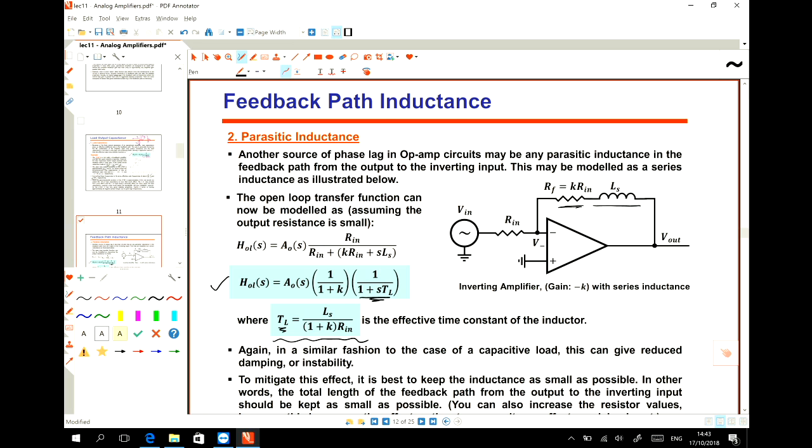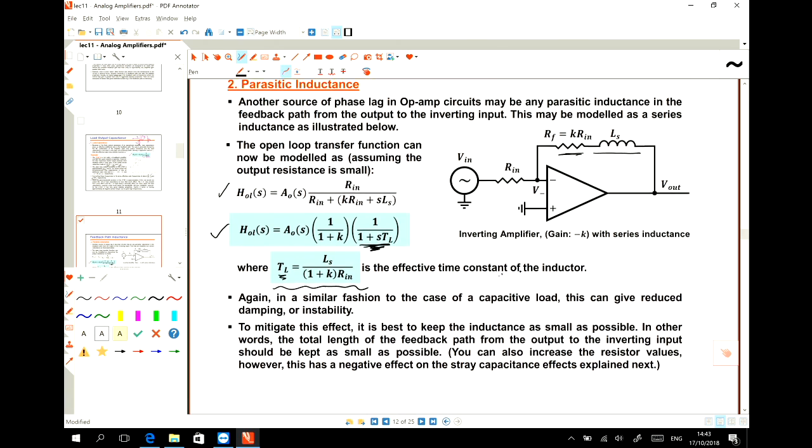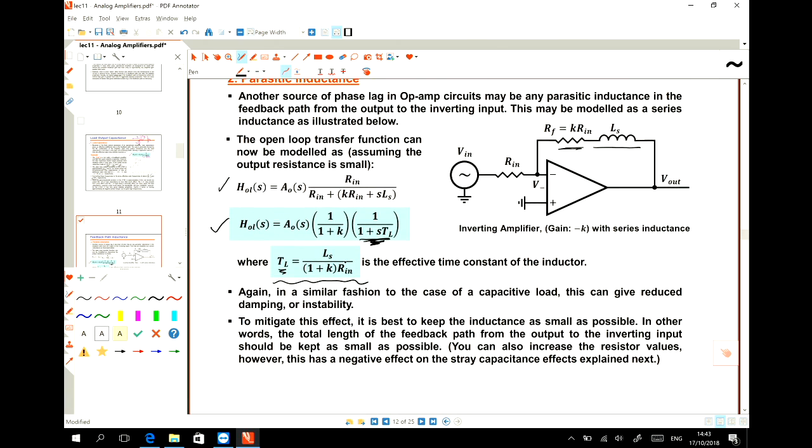So if we have an L, and then again we draw the circuit model for this circuit and find the open loop transfer function, we see that again we will have another pole, and then this tau L will come from this formula. Again, we see that if the value of L increases, then this tau increases, and then the position of the pole could be in our working region.